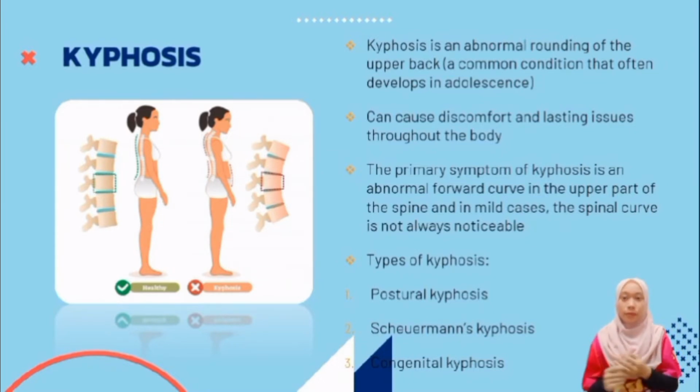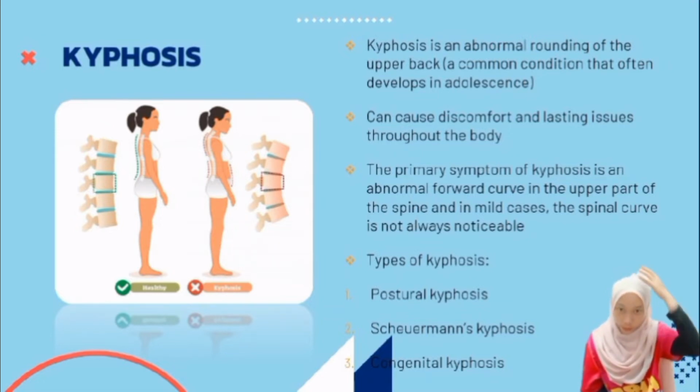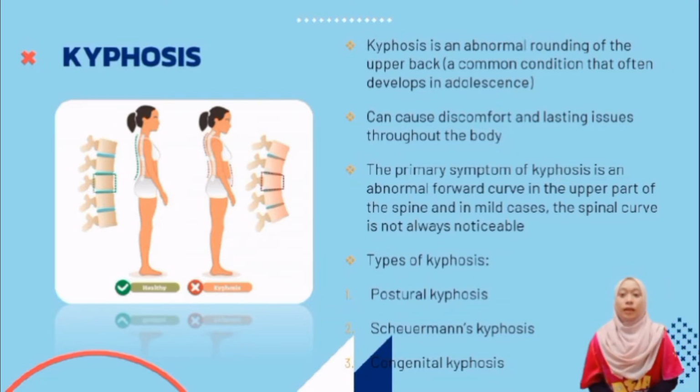And then the primary symptom of the kyphosis is an abnormal forward curve in the upper part of the spine, and in mild cases, the spinal curve is not always noticeable, but it can be seen that our head moves forward like this. Okay, there are 3 types of kyphosis, which are postural kyphosis, Scheuermann's kyphosis, and also congenital kyphosis.